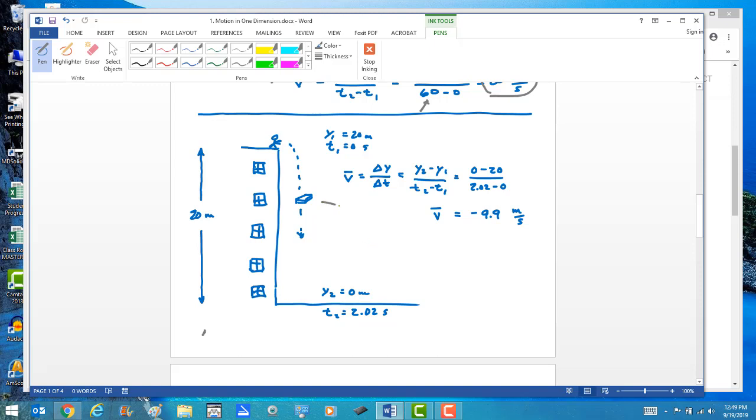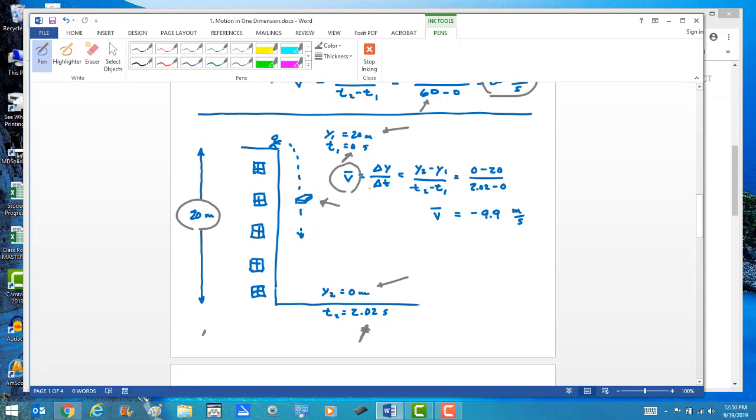Let's say you get mad and you climb up a 5-story building and you throw your physics book off the top. So we're calling the building height 20 meters. And so we have y1 up here at 20 meters and y2 down on the ground at 0. And it takes 2.02 seconds to hit the ground. So we're calling T1 0 and T2 2.02.